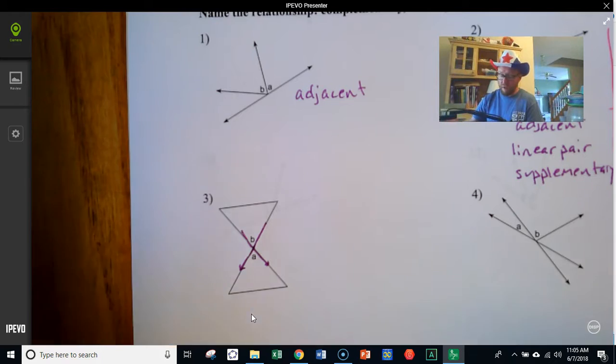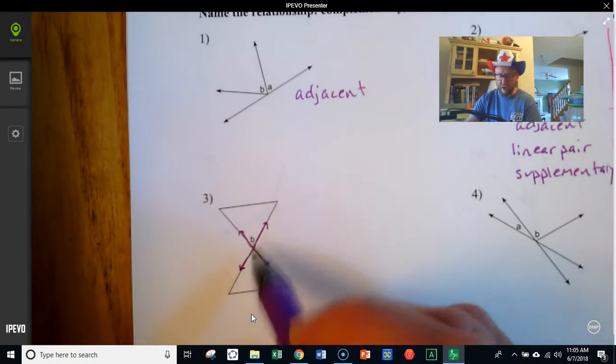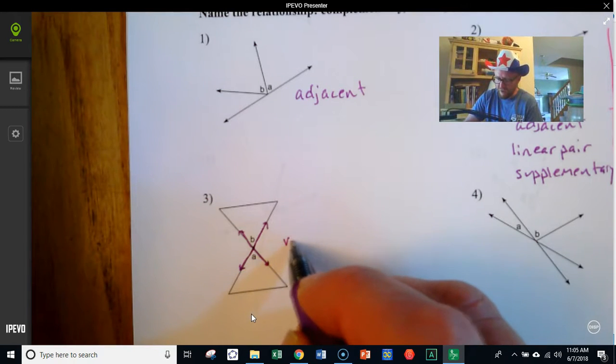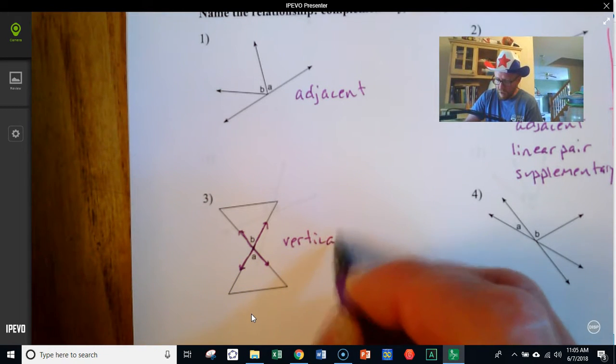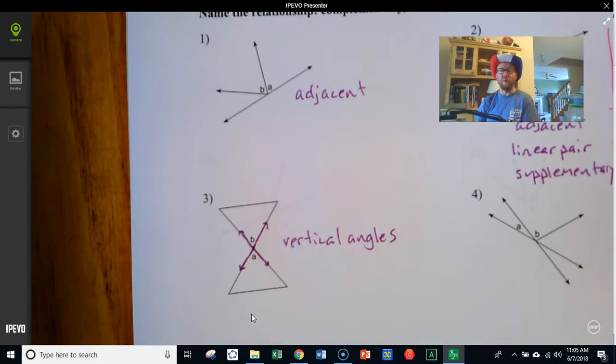Okay? Notice how there's this X in the middle, and they are right across from each other in that X. These are examples of vertical angles. Vertical angles, by the way, have the same measure. Right? They're the same size. We can use that to solve problems later on.